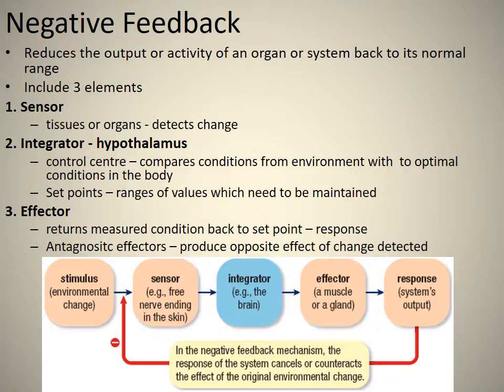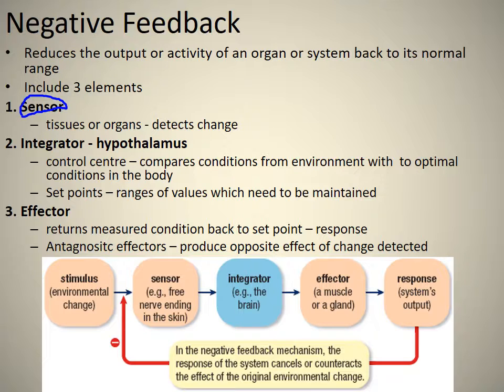All right, it includes three elements. We have a sensor here. Sensors are tissues, organs. Again, think nervous system. We have those nerve cells throughout our body that can respond, change, and send those messages to our brain. Our integrator: think hypothalamus. The hypothalamus is a region of the brain that will receive information from sensors, or the nervous system, that are stimulated from either internal stimuli or external stimuli.